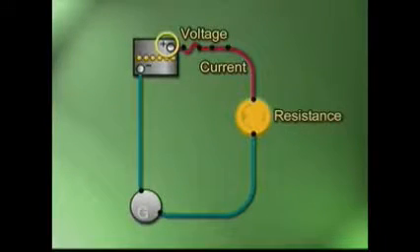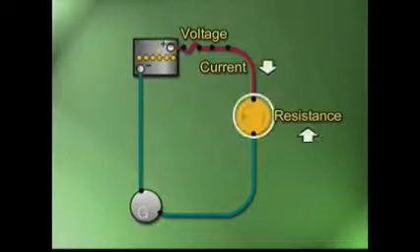The amount of current flow in a circuit is determined by the voltage that causes the current flow. As voltage increases, current flow increases, and as voltage decreases, current flow decreases. And the resistance acts to restrict current flow. As resistance increases, current flow decreases, and as resistance decreases, current flow increases. A change in resistance, either up or down, will cause an equal and opposite change in current flow.